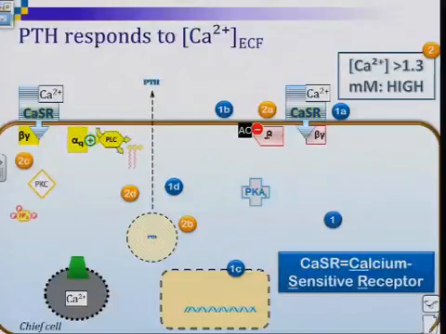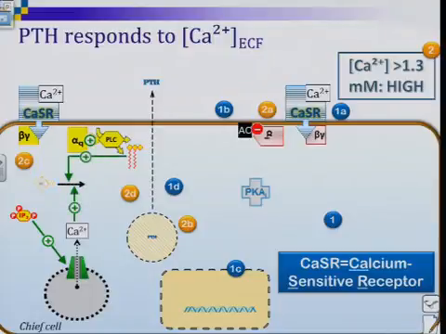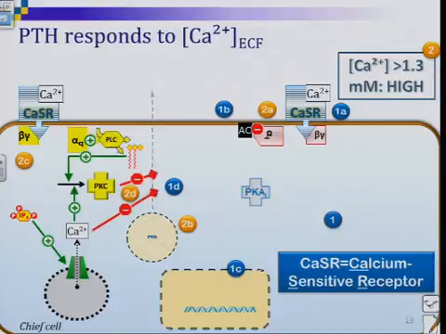When calcium's high, phospholipase C is activated, giving diacylglycerol and IP3. IP3 then activates calcium release. That calcium then, along with the diacylglycerol, activates protein kinase C. Now, protein kinase C, along with the high cytoplasmic calcium, inhibits parathyroid hormone release.